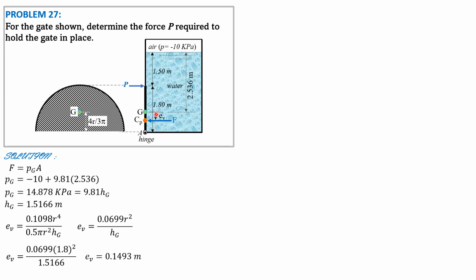Having found e_V, we can now sum up moments about A equals 0. So P times 1.8 equals F. The moment arm of F is 4r over 3 pi minus e_V, where F is pressure at centroid times area. So let's solve it first. 14.878 times area pi over 2 times 1.8 squared, area of semicircle. So F is 75.72 kilonewtons.